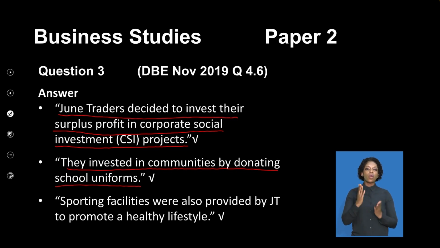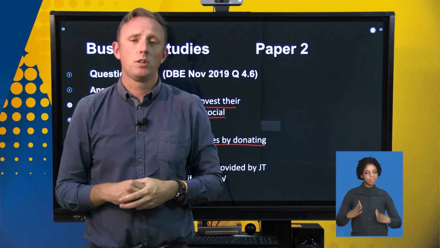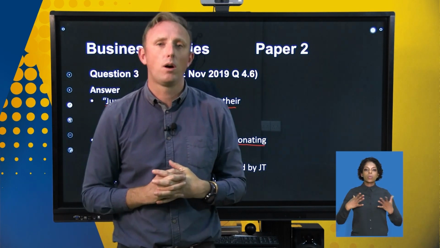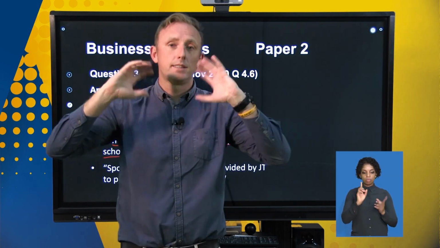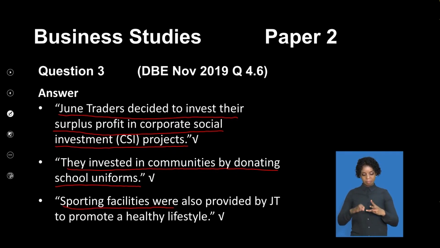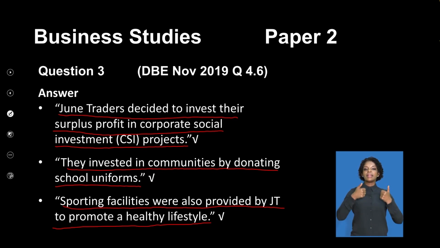So they wanted to make sure that the learners in those communities have school uniforms, so when they go to school, they feel like they are part of the school. This was a way that they could give back to the community. Right, and then sporting facilities were also provided by JT to promote a healthy lifestyle. So that can be something that all communities want.